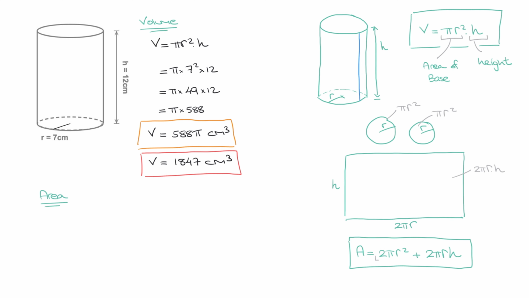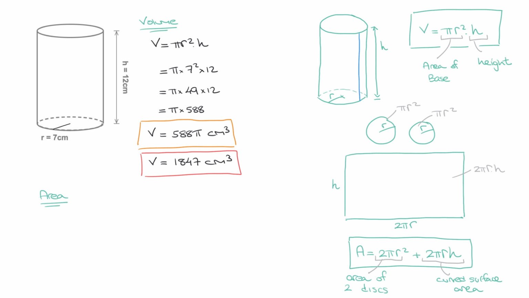And so just to be clear, this term here is the area of the two disks. So area of two disks. So remember there's one at the top and one at the base of the cylinder. And this area is the curved surface area of the cylinder. So I'll just write curved surface area.